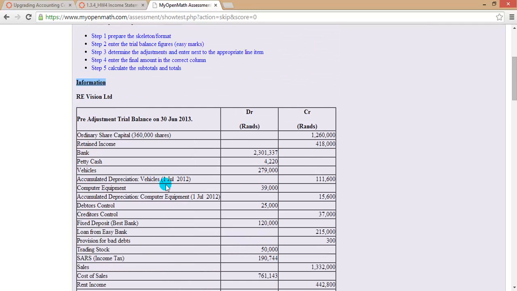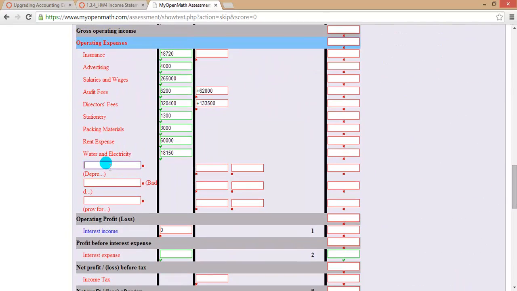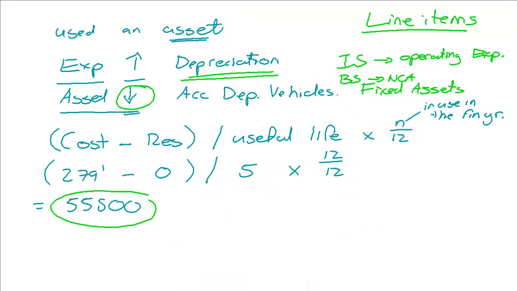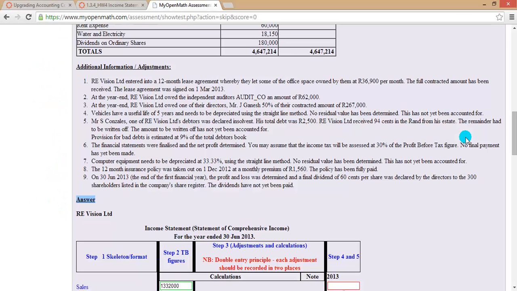You can see that from the dates here on the accumulated depreciation. So that means we're going to have to add the depreciation under operating expenses. So there we go, depreciation. And we're going to increase our depreciation with the 55,800 Rand. Right, that is transaction number 4 done. Let's just double check. We've done our expenses that increased and we've done our assets that decreased. Good. Right, moving on to transaction number 5.